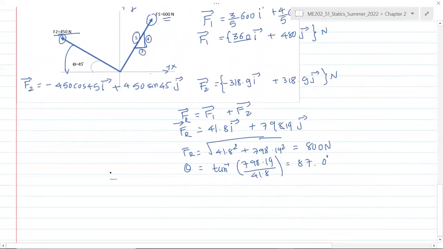And I recommend that for the resultant force you represent it graphically. Now since both I and J components are positive, resultant force is in the first quadrant. So draw an arrow, write down the magnitude of the resultant force Fr, and indicate the angle that it makes with horizontal axis, which is 87 degrees. Okay, and that's the final answer.